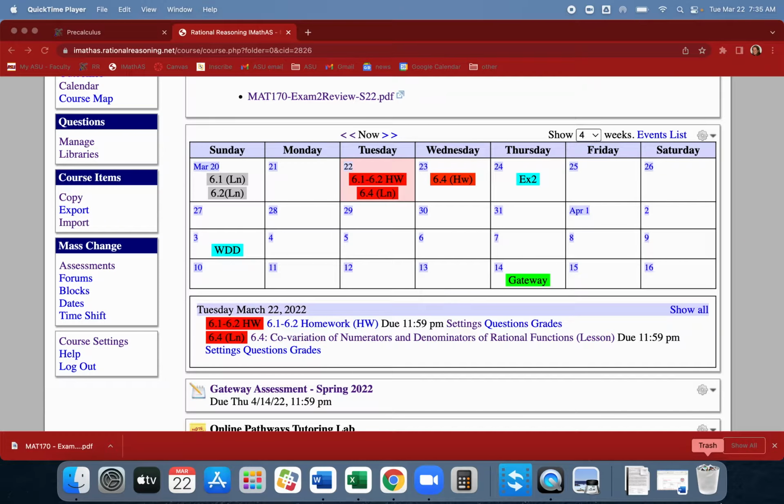I did want to point out just one thing while it's up here. You'll see this at the bottom. Thursday, what is this, April 14th, it says Gateway. Originally, at the beginning of the semester, we were planning on having kind of a two-piece Gateway exam. It just counts as homework.